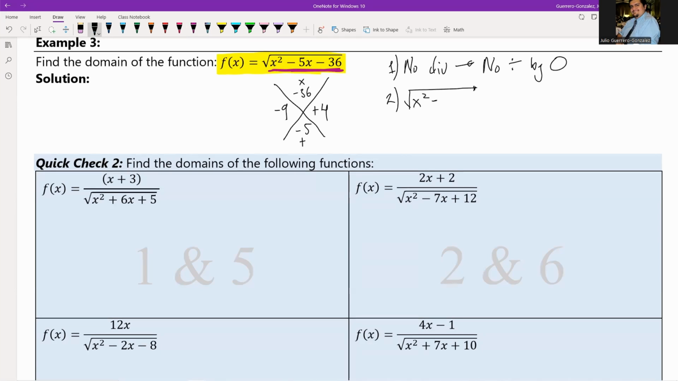X squared minus 5x minus 36 is now also equal to x minus 9, x plus 4. So up until now, up until what we just did, we know something special happens probably between negative 4 and positive 9.